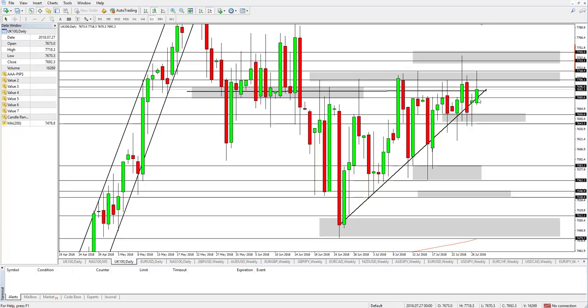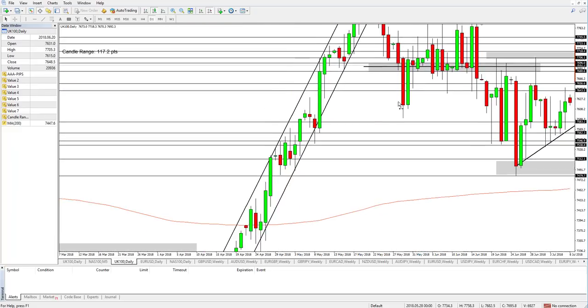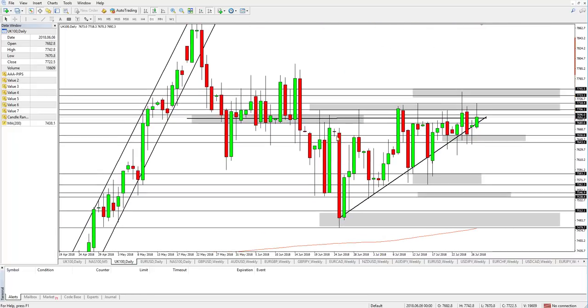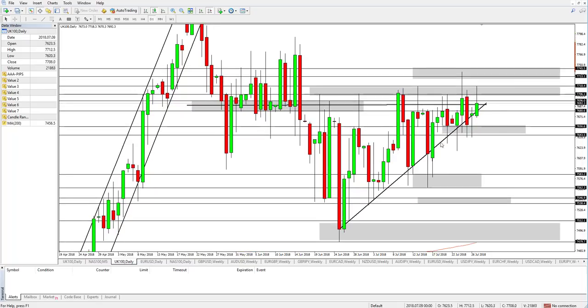Now, as I've mentioned, if we start to break down and fail at this sloping support, it's likely we're going to see a pretty strong correction on the FTSE. Potentially moving forward, we could be going into a little bit of a bearish market. That's if we start to break down and hold down below that sloping support and resistance.